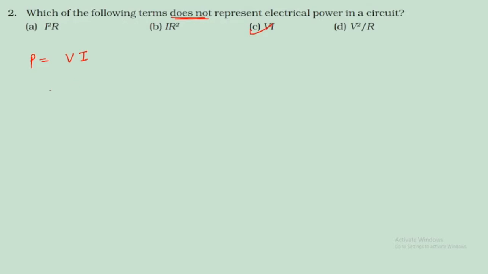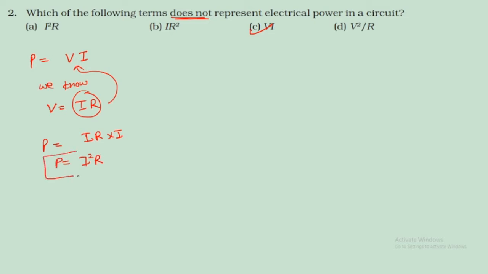Now we know, beta, by Ohm's law V is equal to I into R. So we can put here IR in P, P equals IR into I. So we get I square R. P is I square R. So I square R is present? Yes.